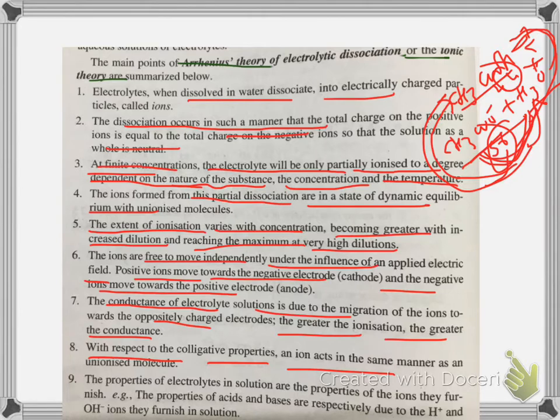Ninth one, the properties of electrolytes in solution are properties of the ions they furnish. The properties of acids and bases are respectively due to the H+ and OH− ions they furnish in solution. In a solution of an electrolyte, we can expect the properties of the corresponding ions only. No other expectation can be permitted from that solution. Example, in an AgNO3 solution, we can expect the reaction of Ag+ or the reaction of NO3−. In that solution, we have no scope to expect the reaction of Cl− or Ba2+.